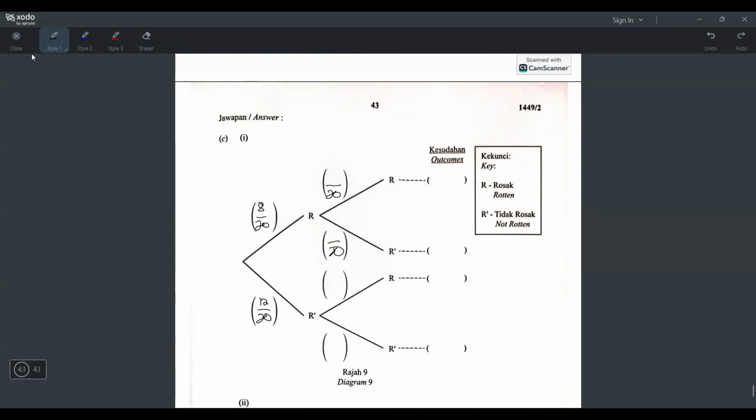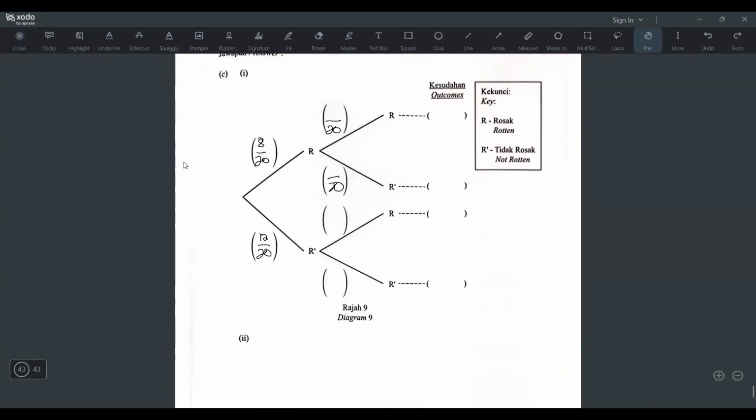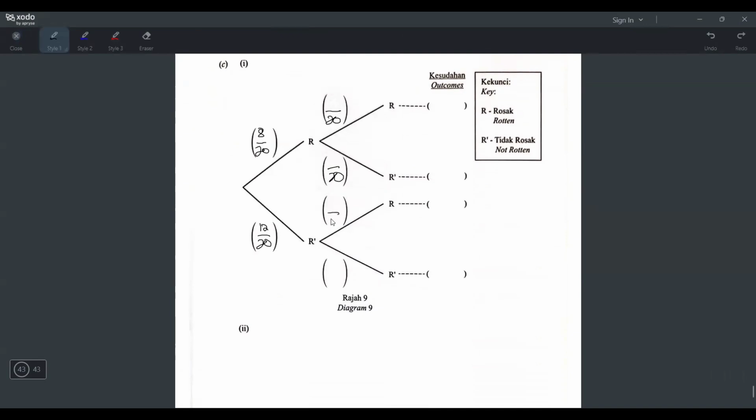But what if the first one is not rotten? Then it's not returned. So for the not rotten, the total will become over 19, right? Okay, now imagine if the first is rotten, I place it back, and then what is the probability of selecting the second rotten? It will be 8 over 20 also. Because if the first is rotten and I place it back, the second rotten probability will be the same as the first one, because I put it back. So the probability never changes during the second time, right?